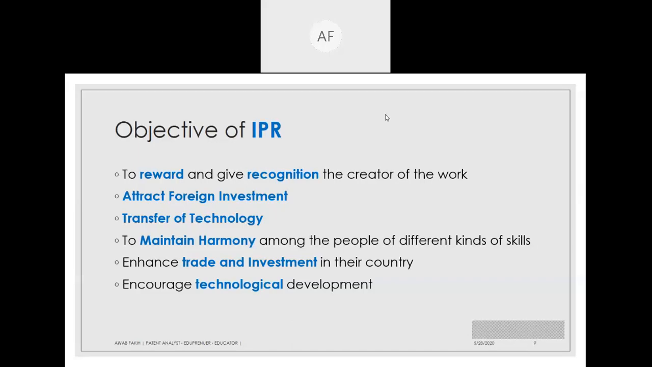Yes. Not equal to plus, Ankita. Amazing, amazing. Let's go for the next one. What is the term for protection for industrial design?